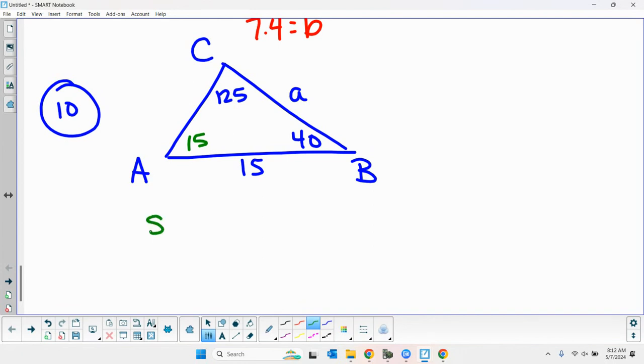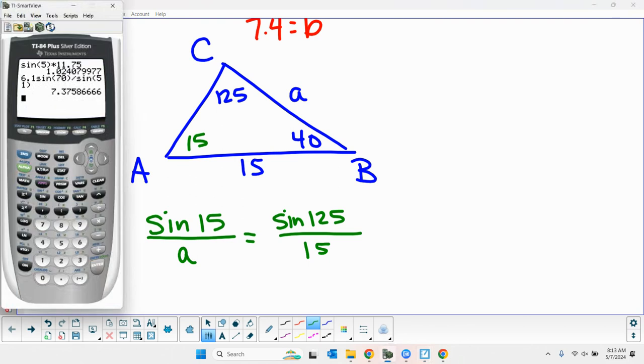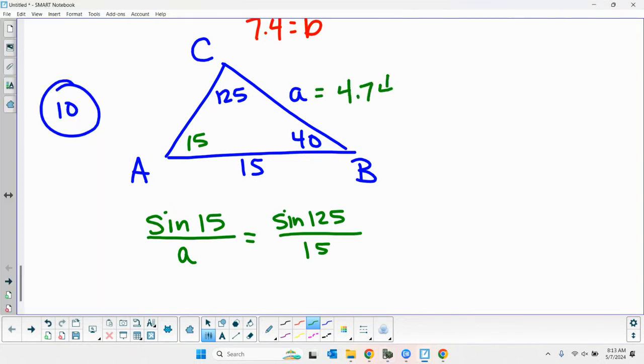So I'm going to go sine of 15 over A, and sine of 125 over 15. So I'm going to cross multiply: 15 times sine of 15 divided by sine of 125. 15 sine of 15 divided by sine of 125 is 4.74, which was letter E. So that one again, you have to remember that the angles add up to 180.